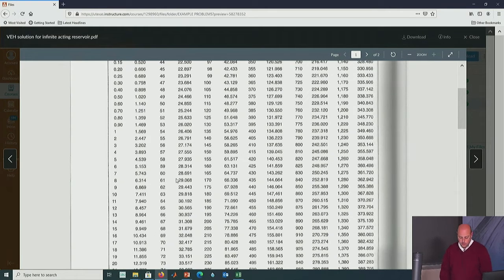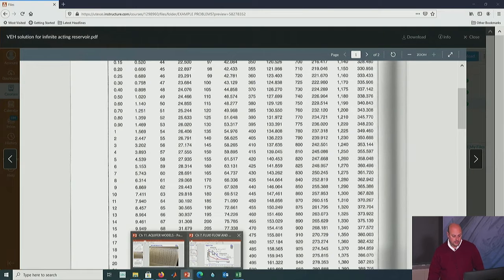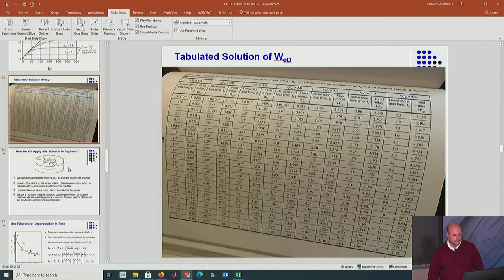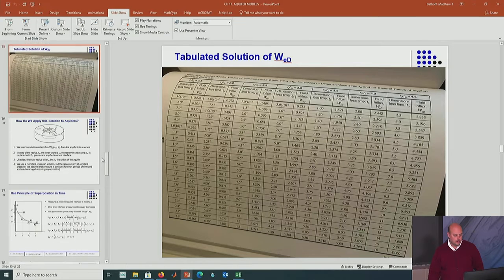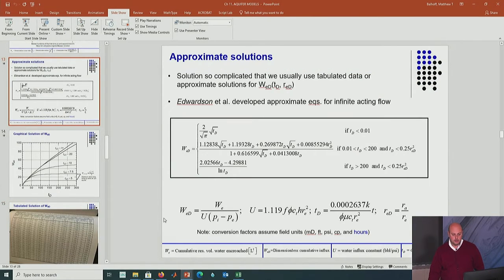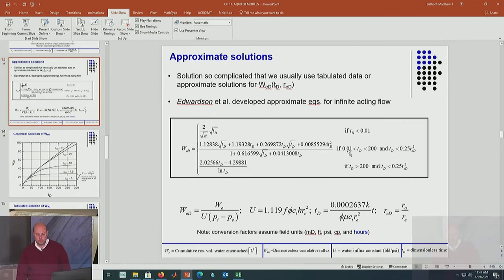Now I would like to say one last thing, and that is that I did this one other way, which is to use these Edwardson et al. equations right here. And there are three different equations. You got to be careful. So TD is not less than 0.01, but it is between 0.01 and 200. So I use this middle equation.